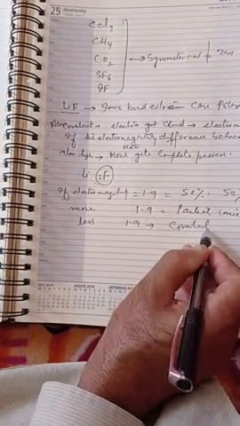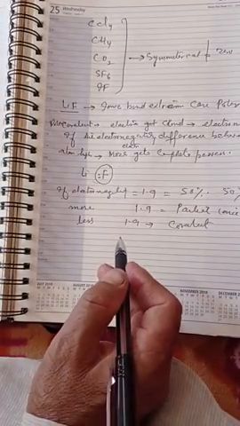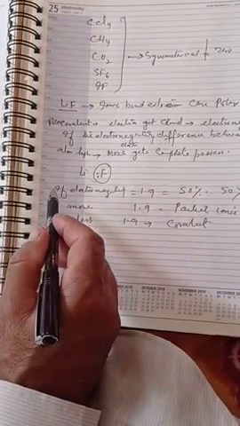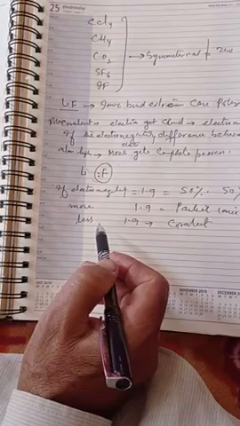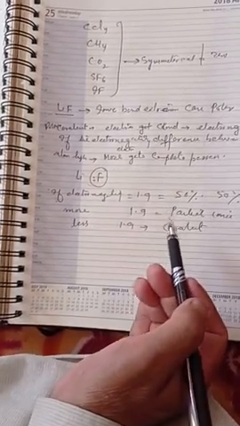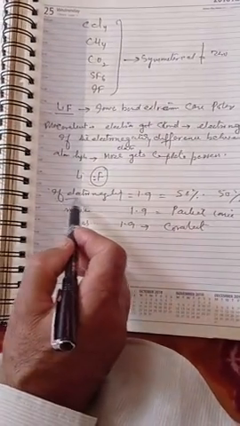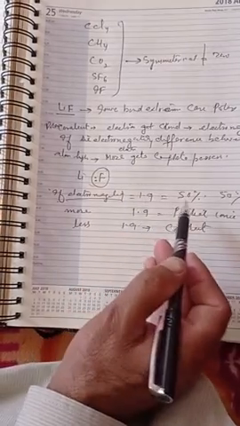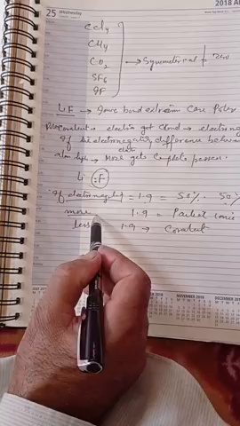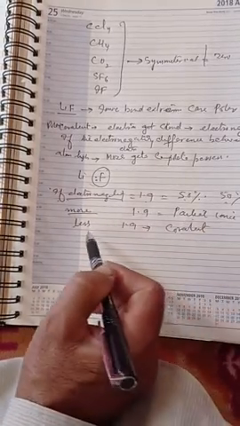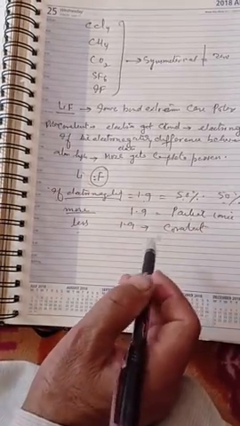So from the electronegativity difference, we can say whether the bond is covalent, has partial ionic character, or is 50% ionic and 50% covalent. If the electronegativity difference between the two atoms is 1.9, then it is 50% ionic and 50% covalent. If it is more than 1.9, then it is partial ionic character. If it is less than 1.9, it is covalent character.